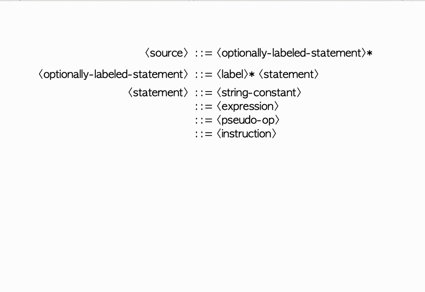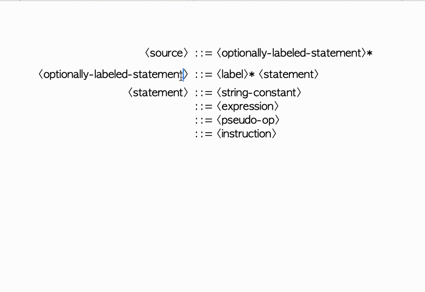I have written a very short grammar of source files, and I've left out all the details because it's not so important. But we see here that a source file is 0 or more optionally labeled statements. This star here means that there's 0 or more of the things in front of it. So that means if there were 0 optionally labeled statements, then our source file would be an empty file, and an empty file is an acceptable source file. So 0 or more optionally labeled statements.